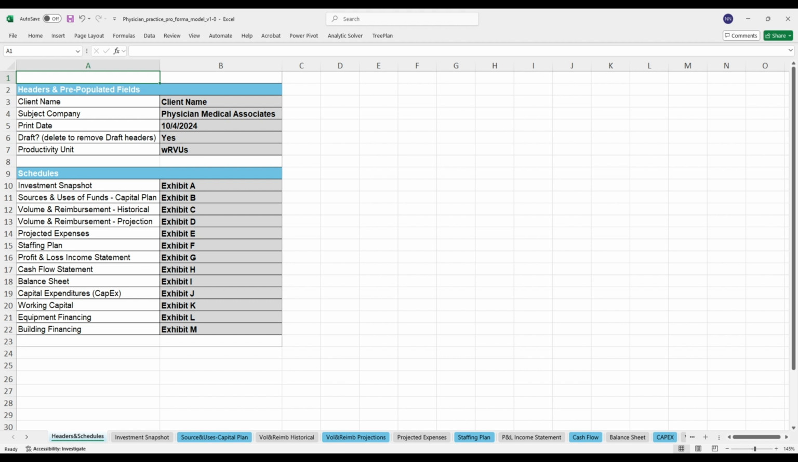First off, we have a worksheet right at the beginning that lets you set the headers, pre-populated fields, and schedule names for this workbook. If you're a serial entrepreneur, you may want to use this same model on multiple startup practices, so you can make copies of this workbook for each one of your startups. This is also where you can set productivity metrics for the whole model. Some folks like work RVUs, some folks like professional collections. How you measure productivity and calculate compensation is up to you.